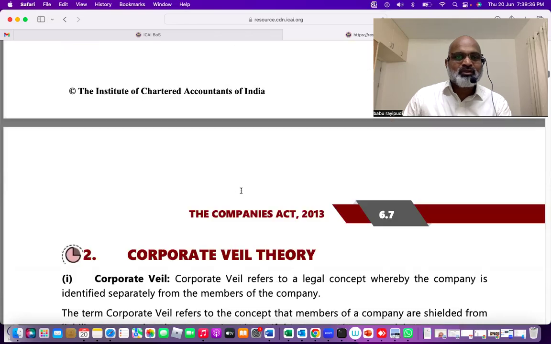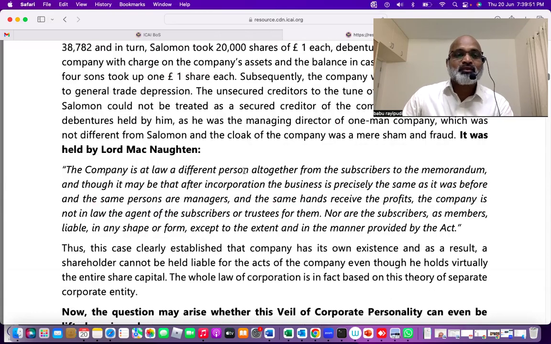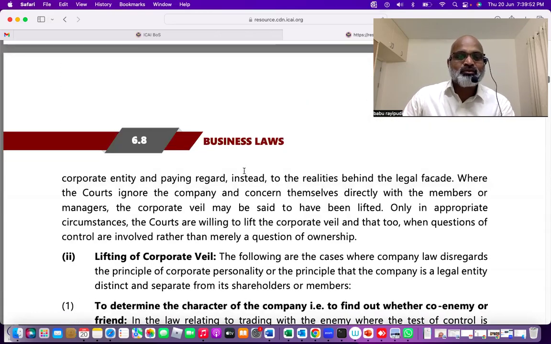Next, these are all general features. Corporate veil, there can be one theory question. What do you mean by corporate veil? Under what circumstances may the corporate veil be removed? Even practical questions can be asked. And Salomon versus Salomon case, once you go through that, similar case law questions they can ask you.